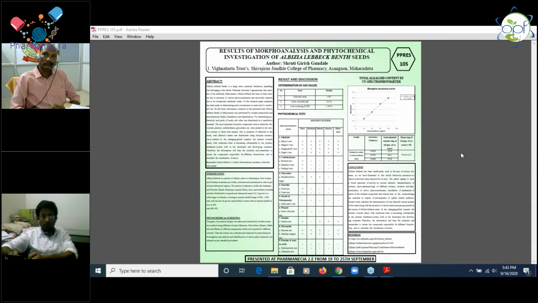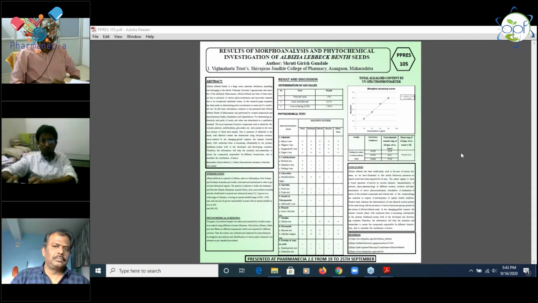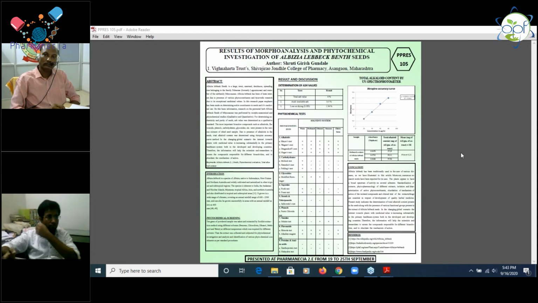So this absorbance was then triplicated so as to obtain the approximate value. Total alkaloid content was found to be in the range of 57 and 58, which we found out to be the mean of 57.64 plus or minus 0.21, which we calculated as a standard error. So this was the base of my research.